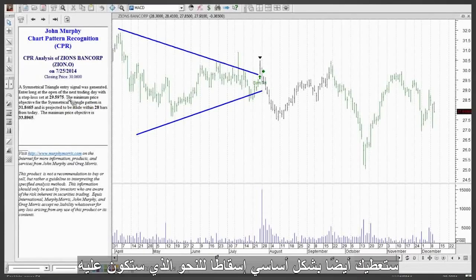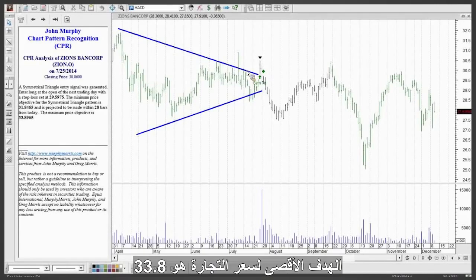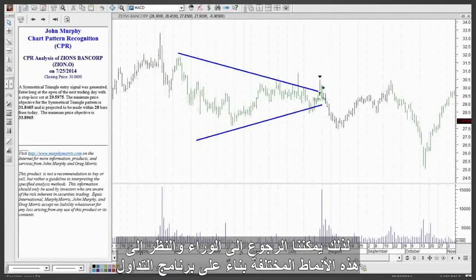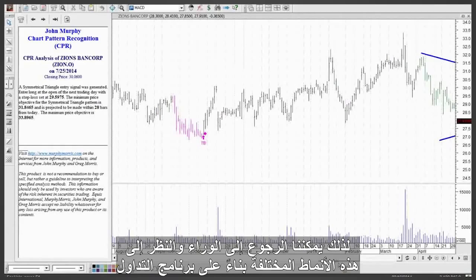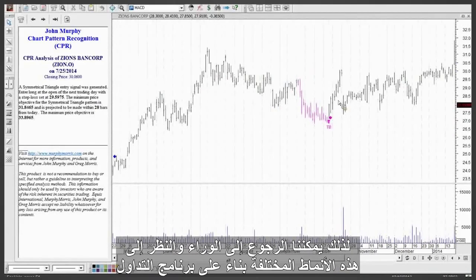Now it's also going to give you basically a projection of where it's going. So the symmetrical triangle pattern is 31.8, etc., and is projected to be made within 28 bars from today. Maximum trade price objective is 33.8. So we can scroll back and look at these different patterns based off of the expert advisor.